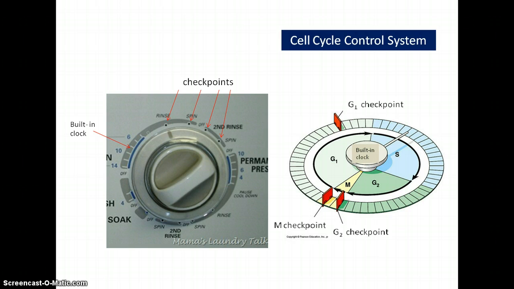All of these checkpoints reveal how highly regulated the cell cycle is because the cell has to pass each step before it can move on to the next. This also lessens the chance of any mistakes occurring throughout the cycle.